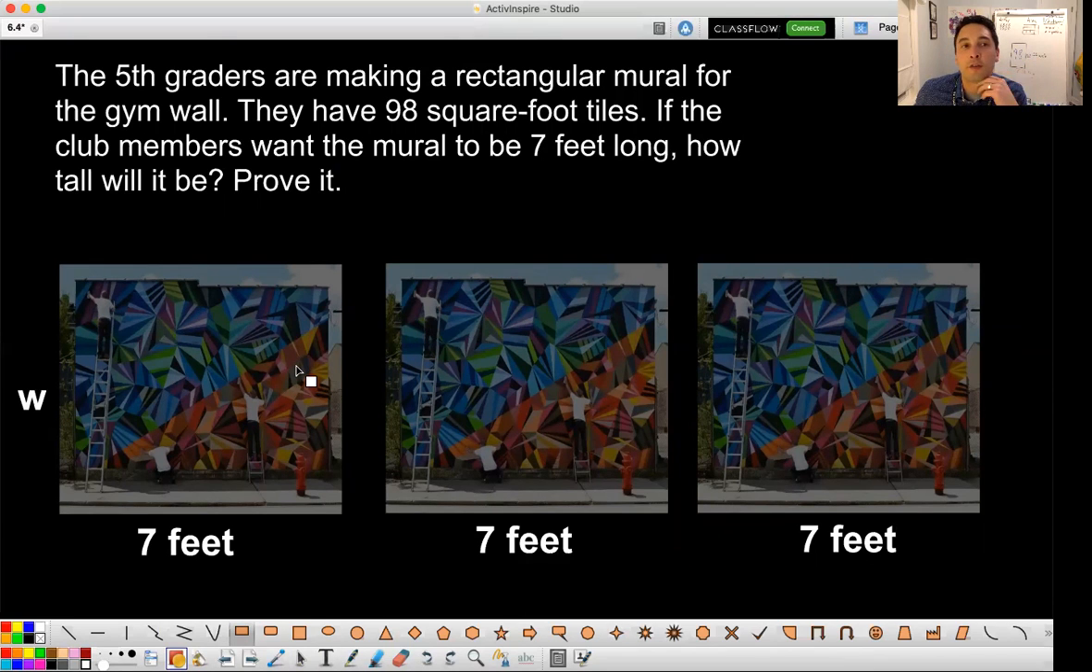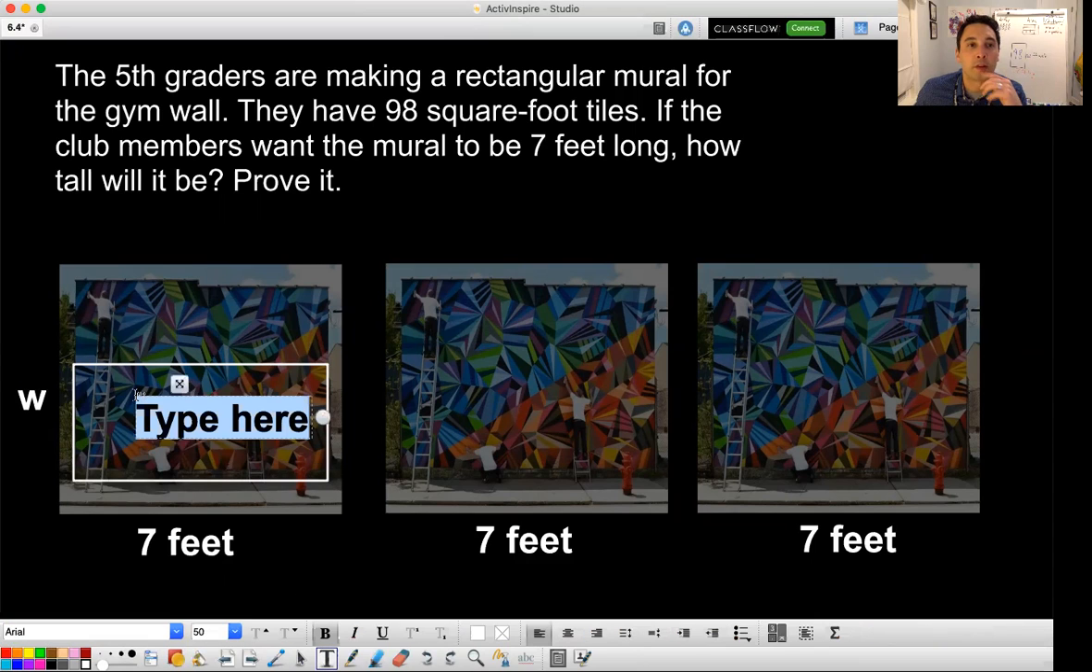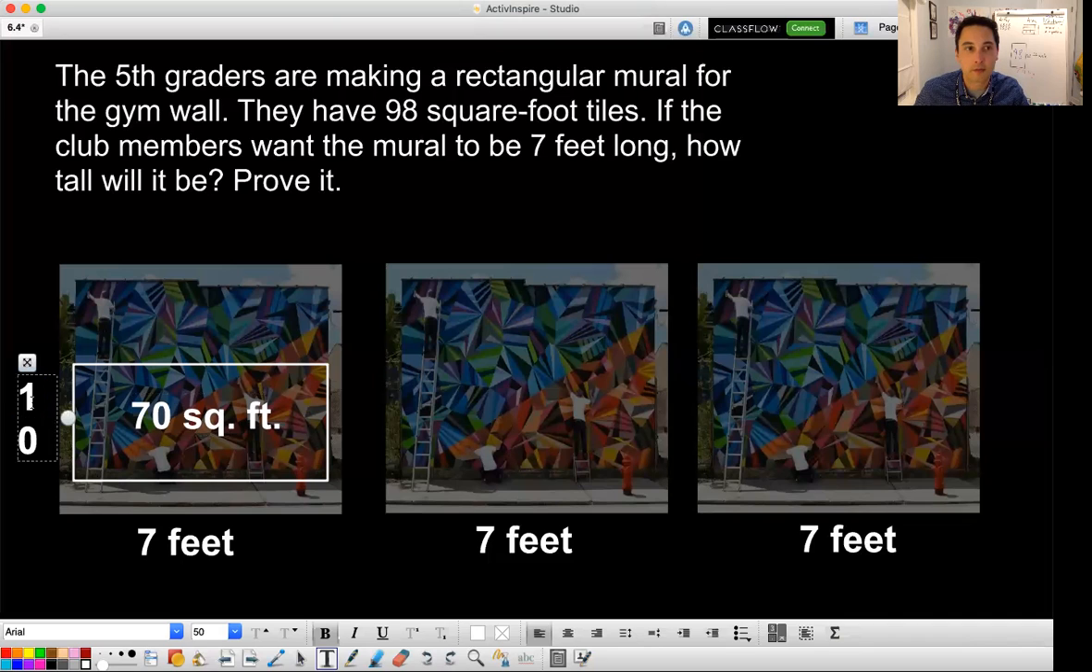So one thing that I like to do is to figure out some with zeros, with tens. So if I were to think of this whole rectangle here and just take part of the 98, I know that if this is 7 and I wanted to make this part in the middle 70, 7 times what would give me 70? Right, 10.